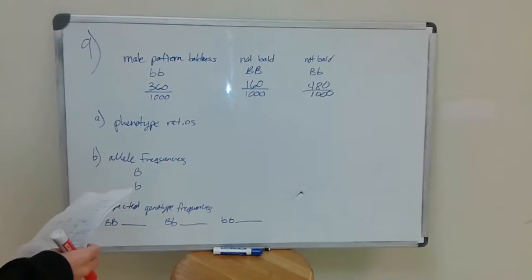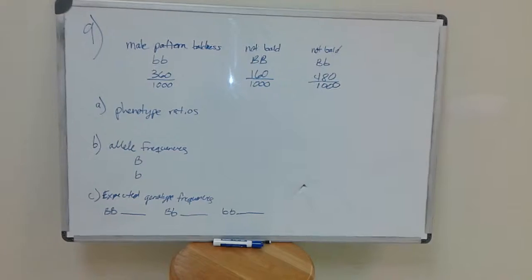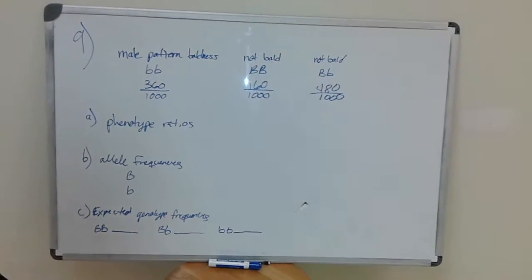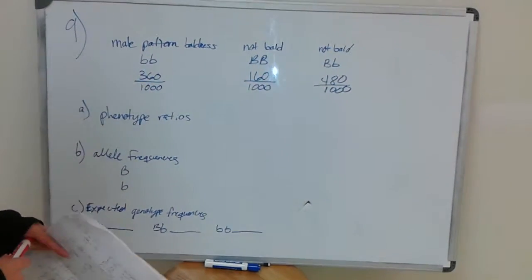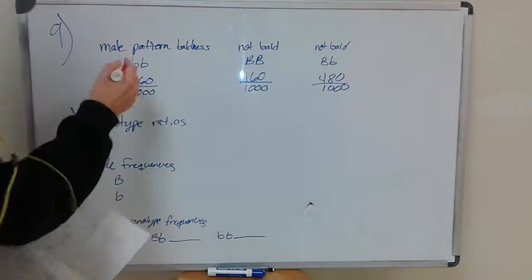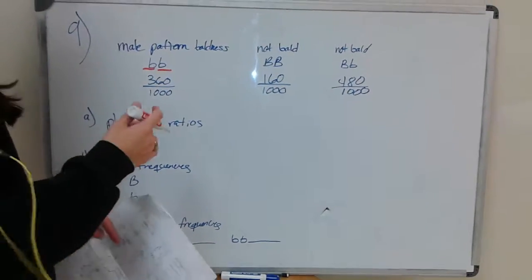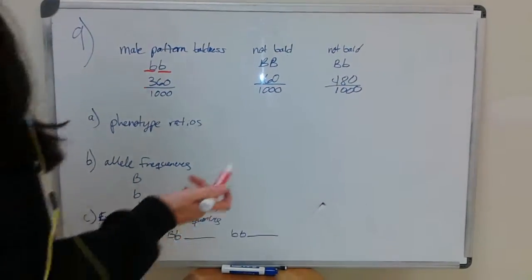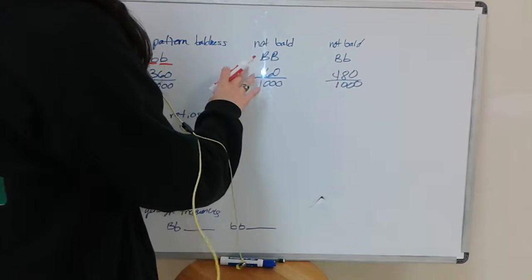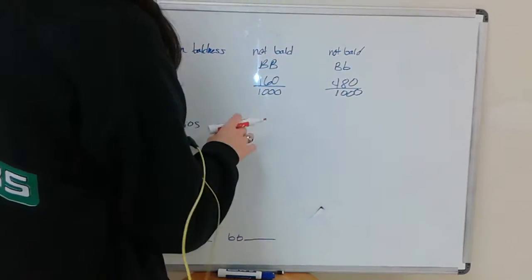Question 9, what we're looking at is male pattern baldness. A recent survey was taken with over 1,000 men. Those who exhibited male pattern baldness, which is a recessive trait coded for by the little b allele, were 360 out of 1,000. Those that were not bald and homozygous dominant were 160 out of 1,000.